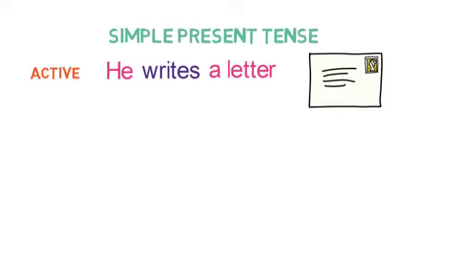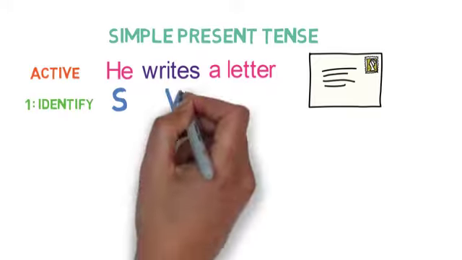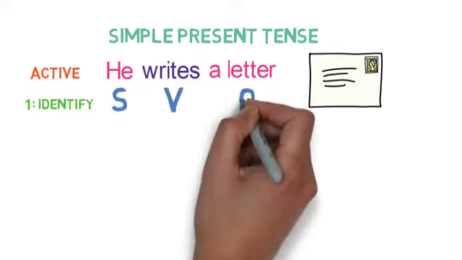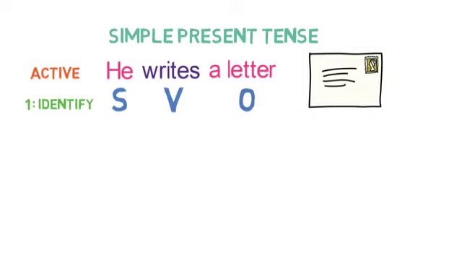Step 1 is to identify subject, object and main verb in the sentence. Here, who is doing the action? It's he. So, it's a subject. What is the action performed? It's write. So, it's a verb. And on what the action is performed? It's the letter. So, it's an object. Now that we have identified the subject, object and verb, let's move to the next step.